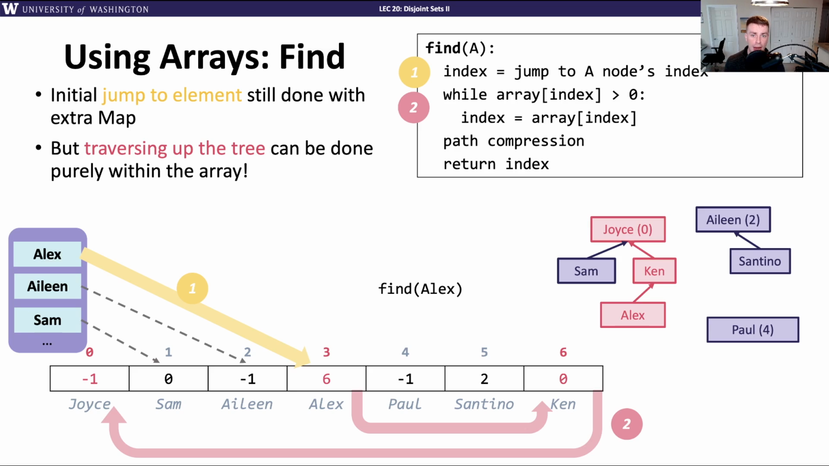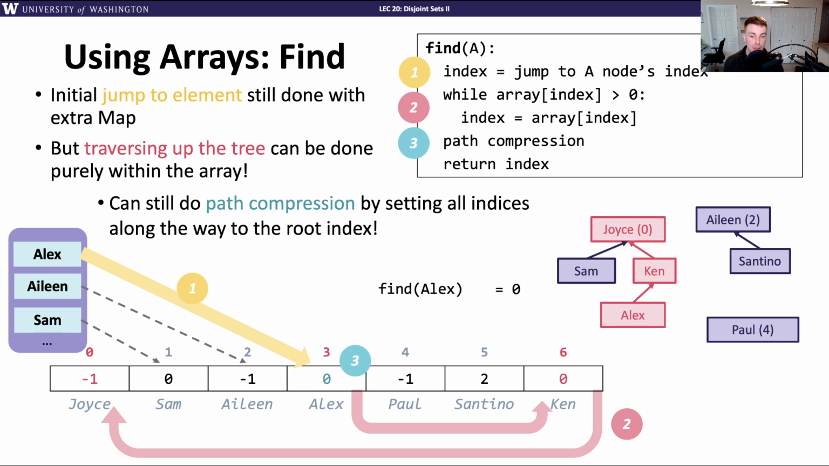Now, once we're at a value with -1, we kind of know that this is the top of the tree, so we can go ahead and return that index. However, now is a chance that we can do path compression. Because we know from Alex to Ken to Joyce, and we know Joyce is at index 0 and she's the overall root, we can start over again at Alex and replace all of the things with 0. So replace the value at index 3 with 0, the value at index 6 with 0, and leave Joyce as -1.